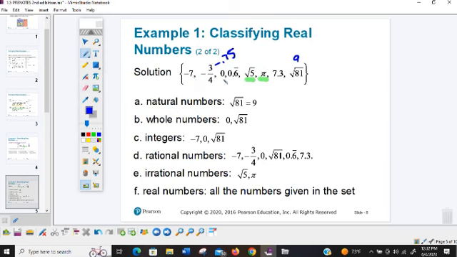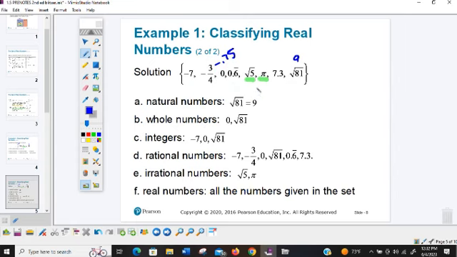For whole numbers, we would add 0 to that. For integers, okay, so we've got the 0, we've got the 9. We also need to add the negative numbers, okay? Now remember, integers aren't written as decimals, okay? So that's a negative number. Negative 7 is an integer. For rational numbers, we include everything we've got so far, and then we go back and pick up these terminating and repeating decimals. So we're going to add negative 3/4, and we're going to add the 0.6 repeating, and we're going to add the 7.3.